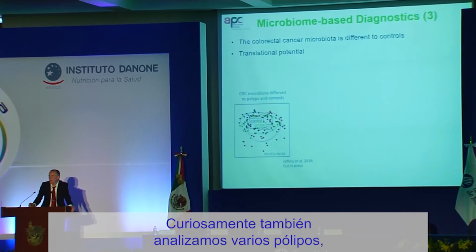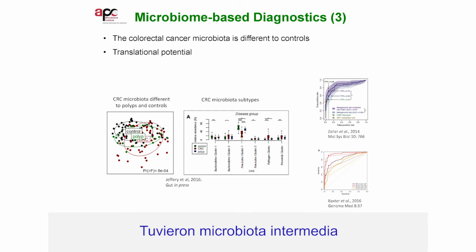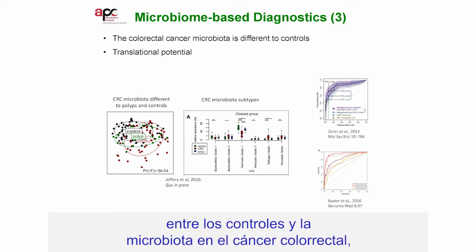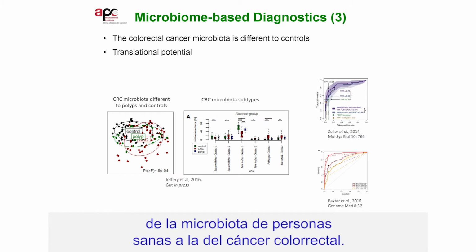Interestingly, we also looked at a bunch of polyps, which are small, benign growths which may grow to form full tumors. And they had a microbiota which was intermediate between the controls and the colorectal cancer microbiota, which fits with the notion that there's a transition in microbiota from that in healthy people to that in colorectal cancer.